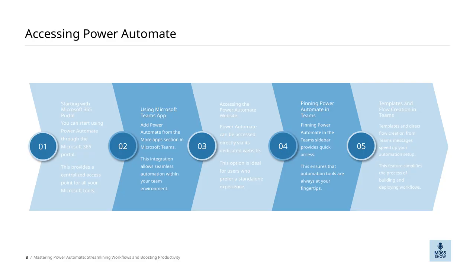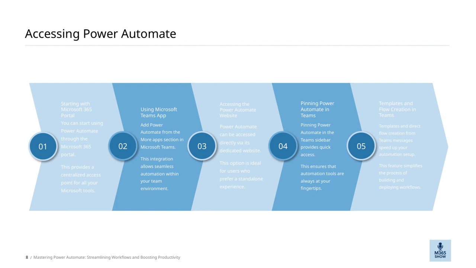Now, let's explore how to access Power Automate. You can start using it through the Microsoft 365 portal, which serves as a central hub for all your Microsoft tools. This makes it easy to find and begin creating workflows without switching between multiple platforms. Another great option is to add Power Automate directly from the More Apps section within Microsoft Teams. This integration allows you to automate processes seamlessly right within your team environment, keeping everything connected and accessible.